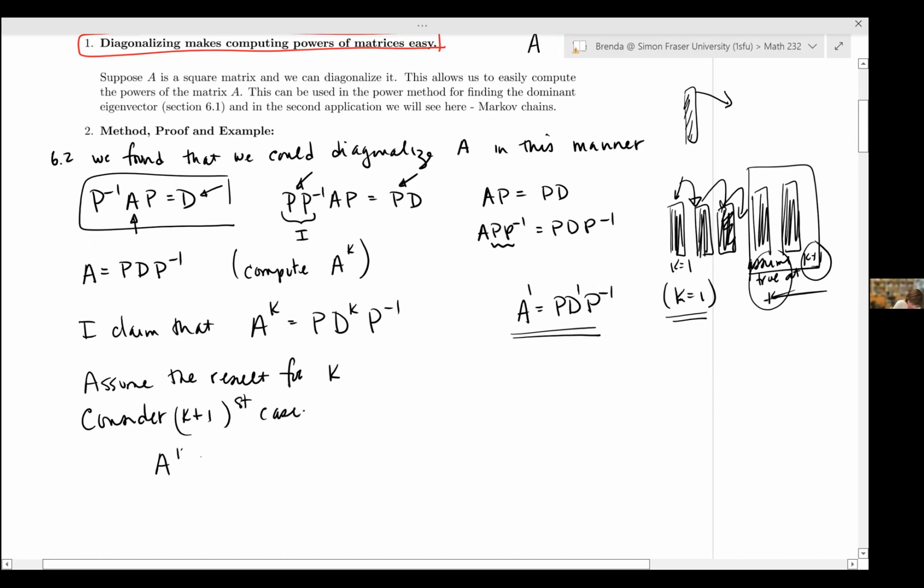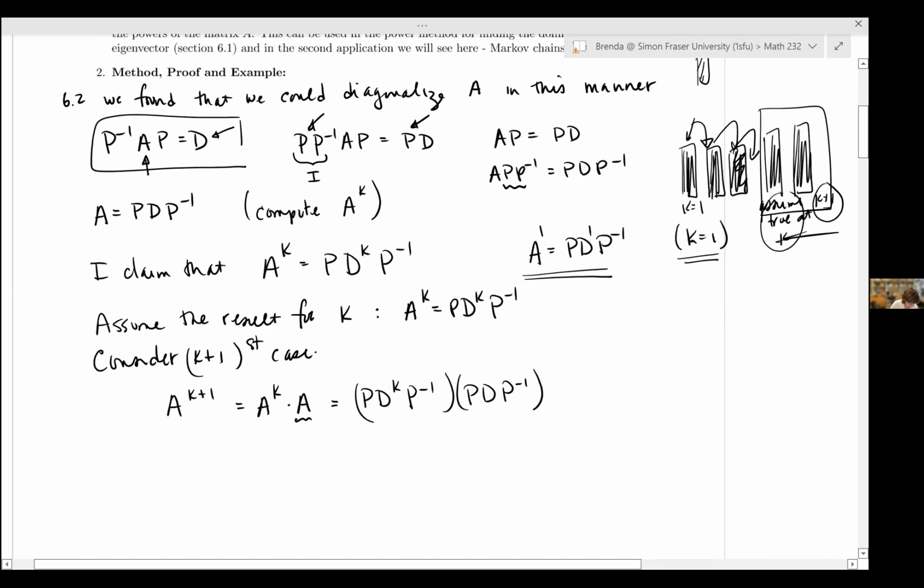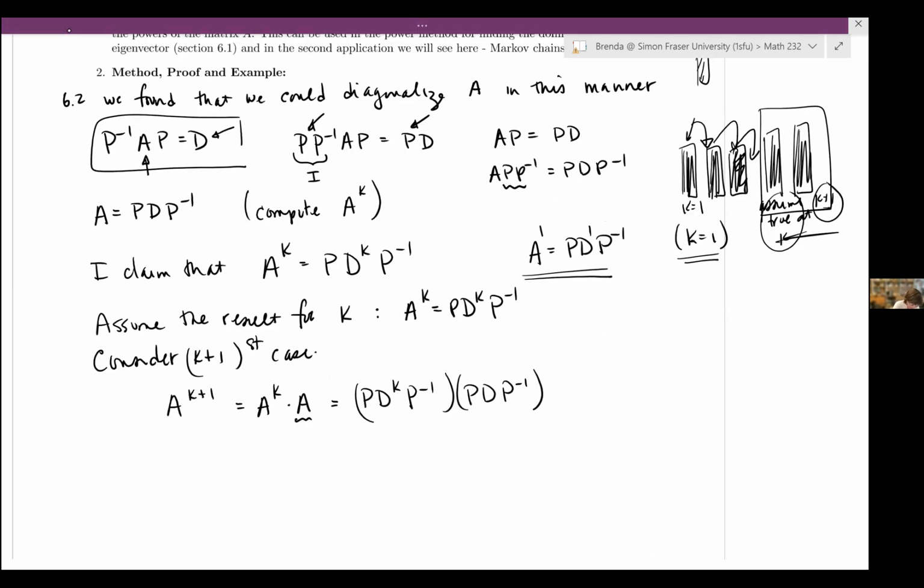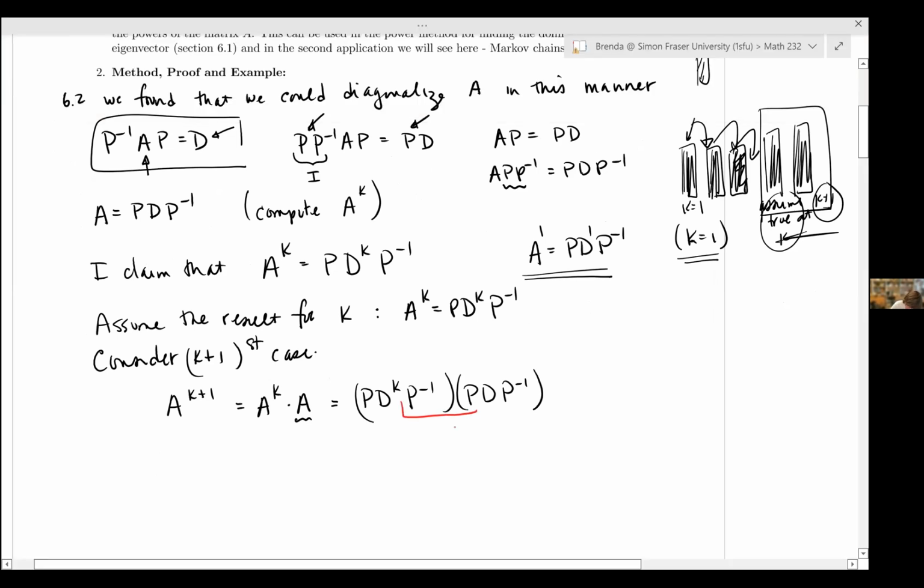A to the k plus 1. Well, that is actually A to the k times A. That's the rule of exponents. So let's write out what is A to the k. I've assumed the result for k, which means I know that A to the k is equal to this. So I substitute that here. And then I multiply by A, this guy here, like that.